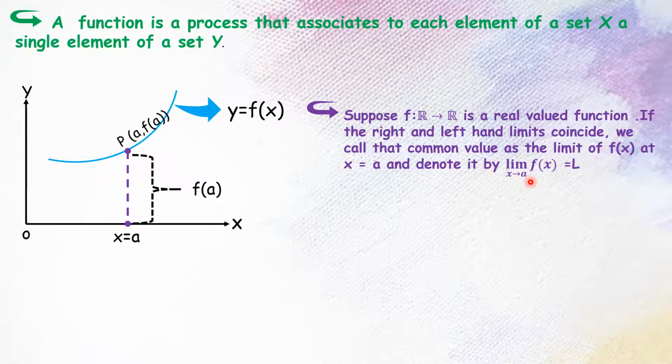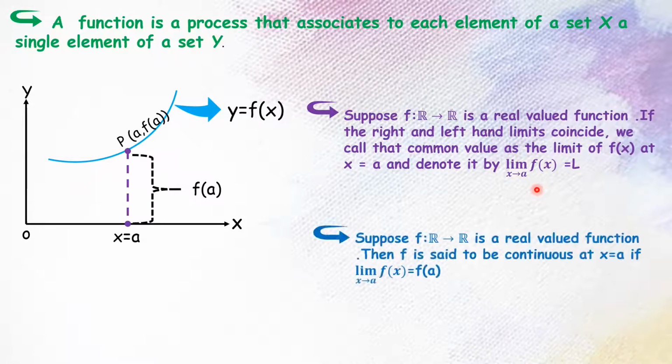Now when we are studying this limiting value and the functional value, that time we have this concept of continuity. That is, when the limiting value and the functional value, these two values are equal, that time we can say the function is continuous at x equals a.